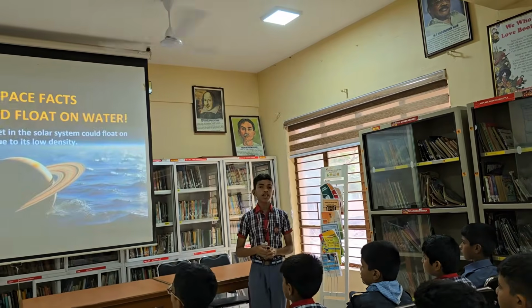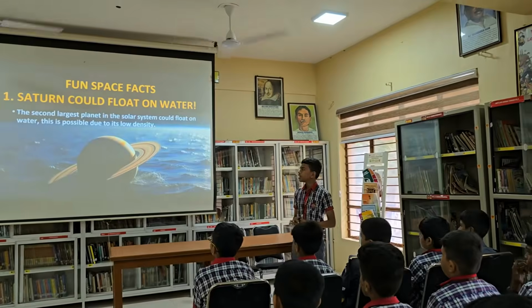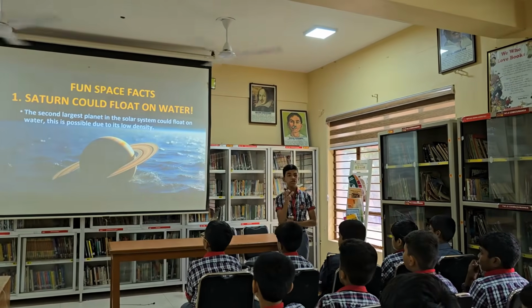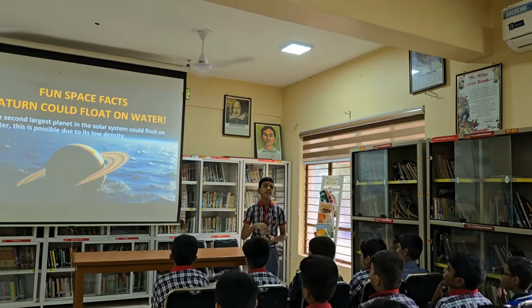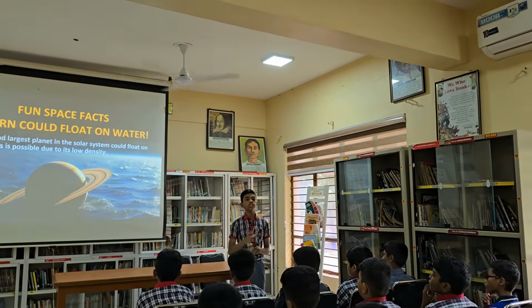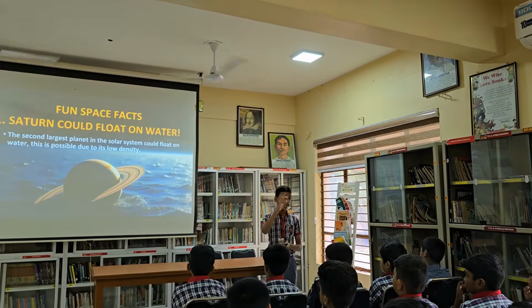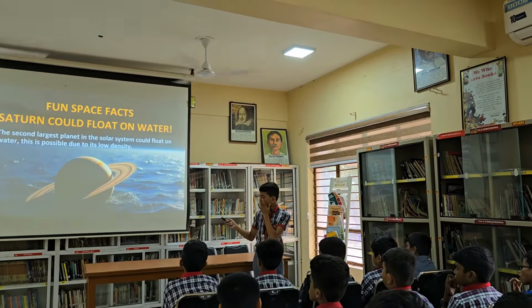Now, fun space facts. Saturn could float on water. The second largest planet in the solar system can actually float on water. This is due to the density of Saturn being less than the density of water, which causes it to float.